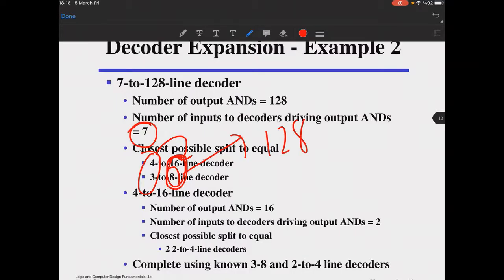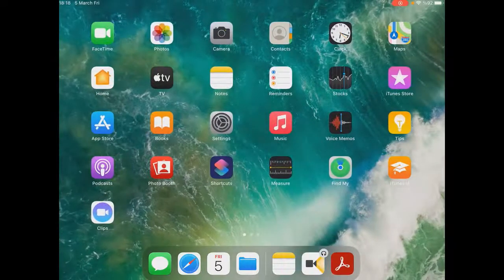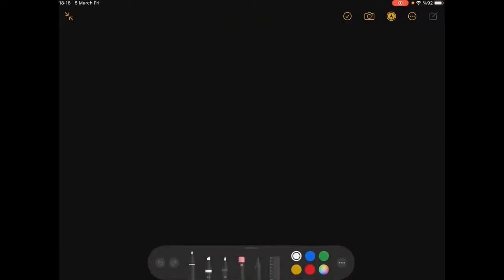That's the idea. And you can also go ahead and split this 4 by 16 decoder into 2 by 4 and 2 by 4 decoders. And those 2 by 4 decoders will be split into 2 1 by 2 decoders as well. Now let's take a look at how we can do this together.